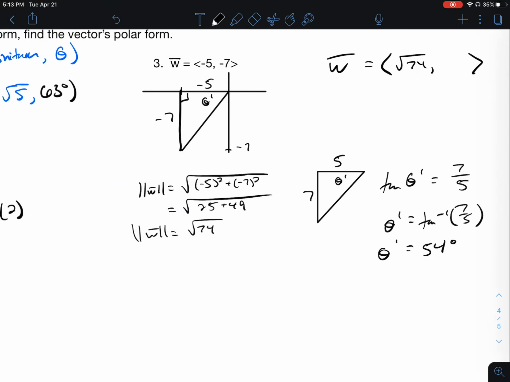So what that means for us, this angle right here is 54. So the angle in standard position is 180 plus 54. So theta is going to be 180 degrees plus 54 degrees. So that's going to be 234 degrees. The magnitude of this vector is square root of 74. The direction is 234 degrees in standard position.